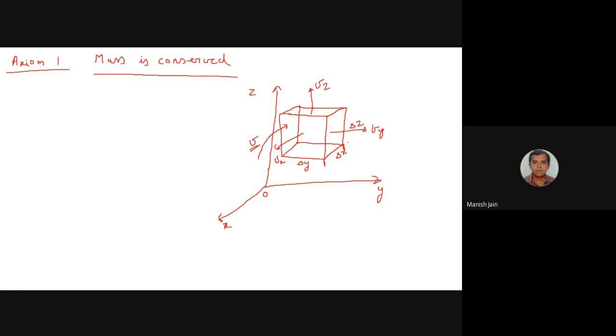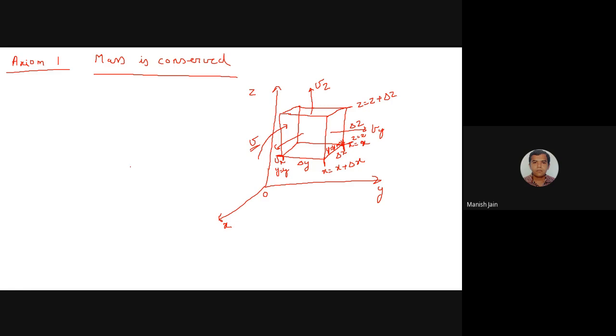Okay, so there are 2 points. This point is x equal to x, and this point is x equal to x plus delta x. Similarly, this point is y equal to y, and this point is y equal to y plus delta y. Similarly, here this point is z equal to z, and this point is z equal to z plus delta z. Okay, so that you have already done in transport phenomena.